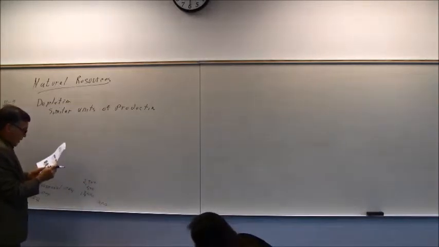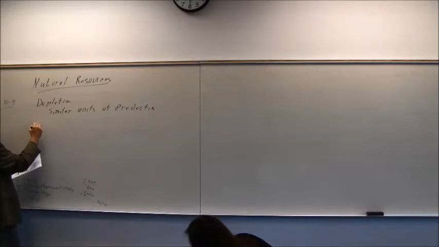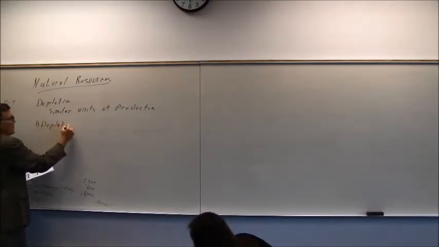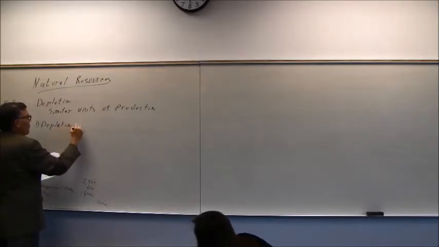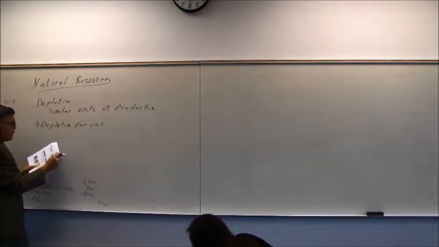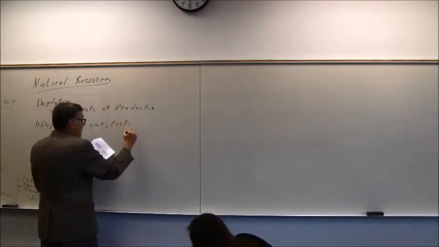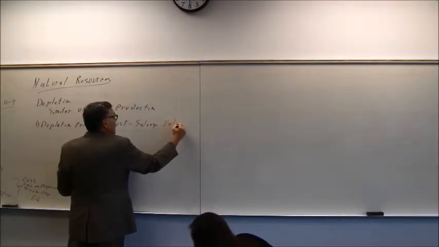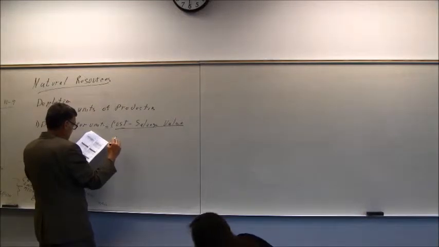So, basically, here's what it boils down to. You start with the depletion per unit. The depletion per unit equals the cost minus the salvage value, divided by the estimated total units of capacity.